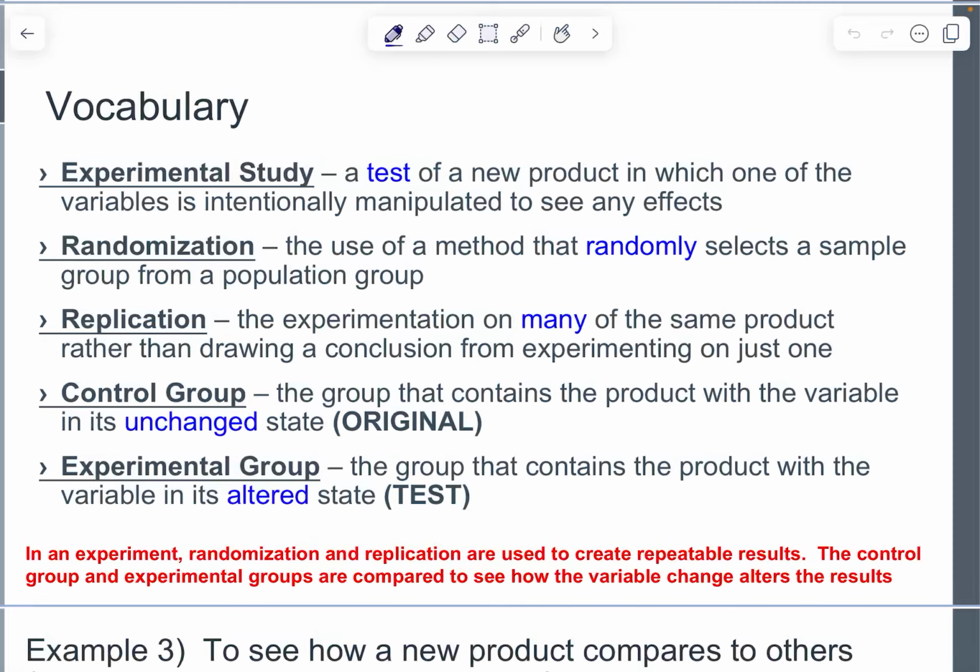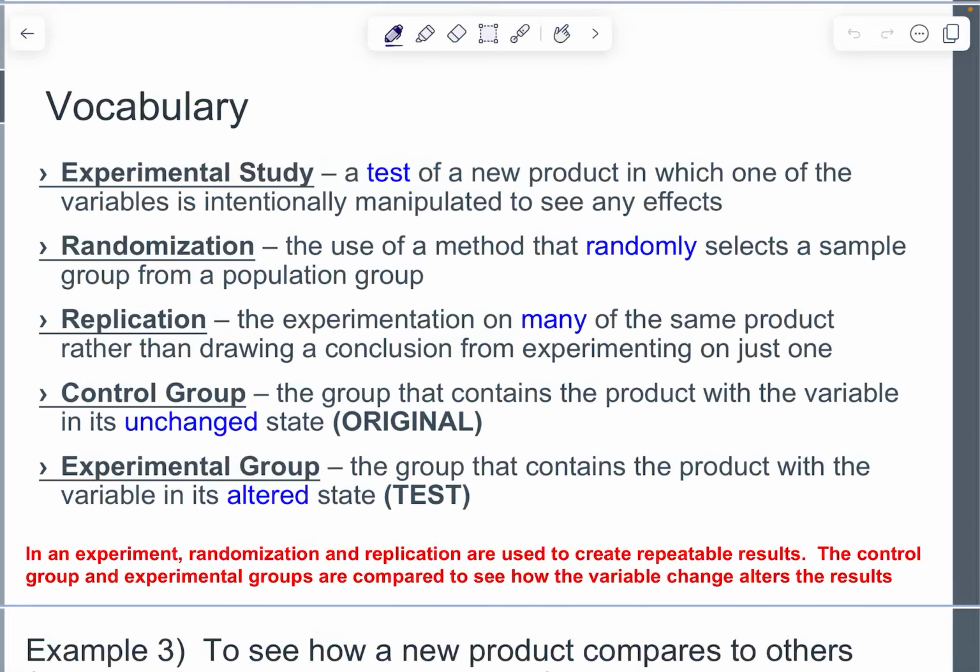Lastly, it's really important that we are able to replicate the results. Like in our experimental study, if we change something and there were effects, it needs to be something that can be replicated over and over and over again, producing the same results, because the first time it could just be a fluke. So replication is the experimentation on many of the same product rather than just drawing a conclusion from simply one instance.